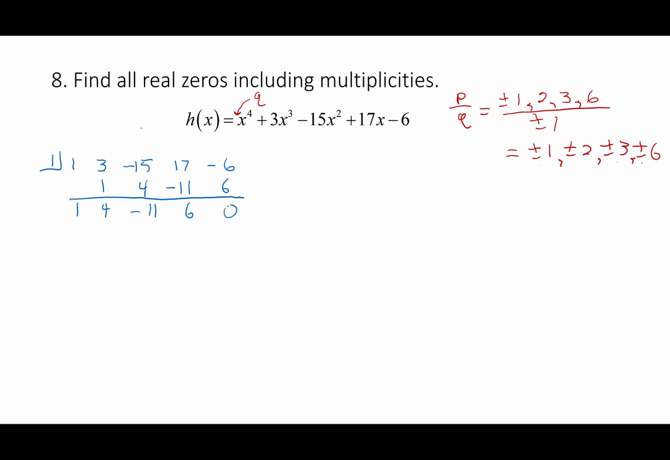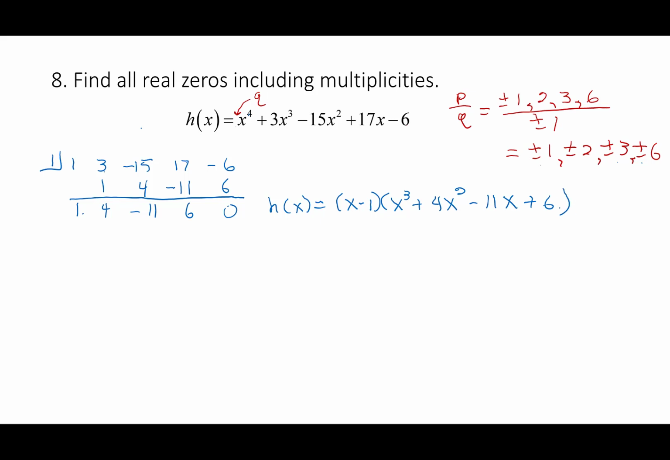That's great. So I have now factored h of x into x minus 1 times x cubed, we drop the degree by 1, x cubed plus 4x squared minus 11x plus 6.